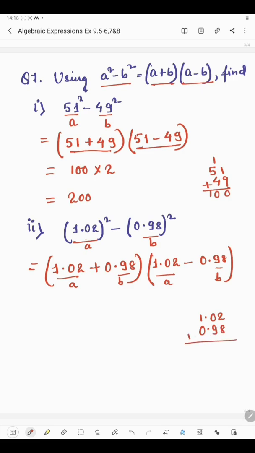Now while adding this to below decimal, we will have to put the decimal. Now 8 plus 2 is 10, 0, 1 carry, 9 plus 1, 10, 0, 1 carry, so 1 plus 1, 2. So it's 2.00, which can be written as 2 because after point whatever zeros are there, these have no value. Okay. Now 2 multiplied by, now we will subtract this to 1.02 minus 0.98.